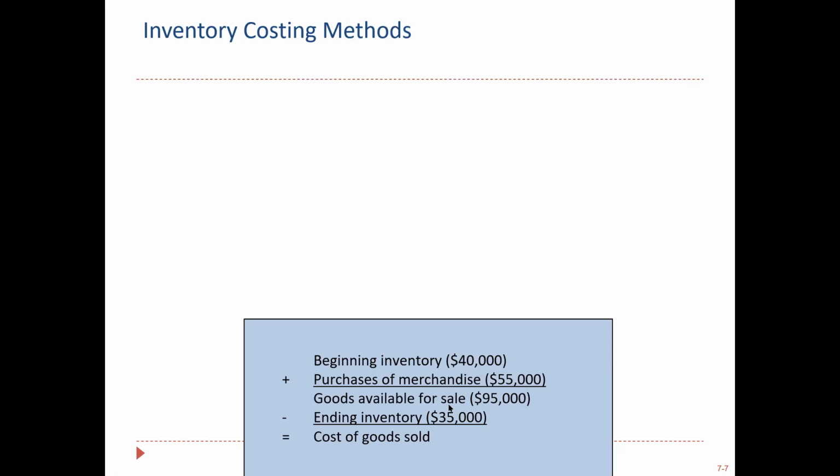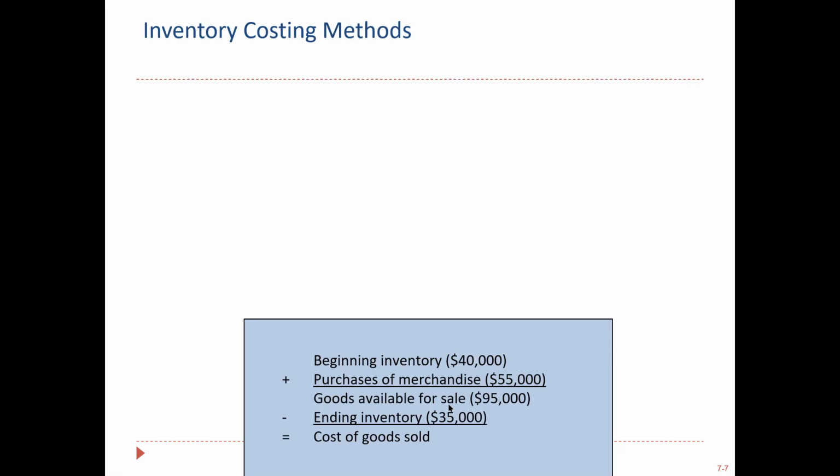Okay. Please be very comfortable with the simple little formula. The goods available for sale is your history. It's always going to be the same no matter what cost method you're using. You're always going to start at the beginning inventory plus the purchases, huh? So let's see what we have here. We can talk a little bit about the difference between the perpetual and periodic system.